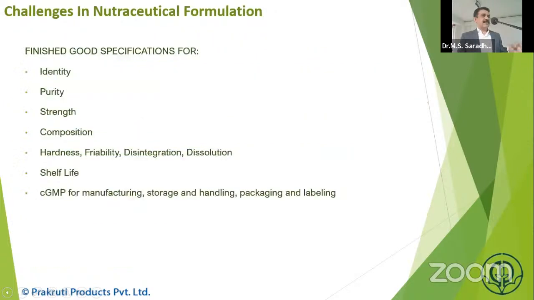The identity, as I said, fingerprint or DNA, we have to check. Otherwise, there can be a lot of adulterations. And purity, strength, composition, and when you make a tablet, hardness, friability. Validated and environment should be monitored. There are CGMPs. When you visit the facility, you will understand what the procedures are.